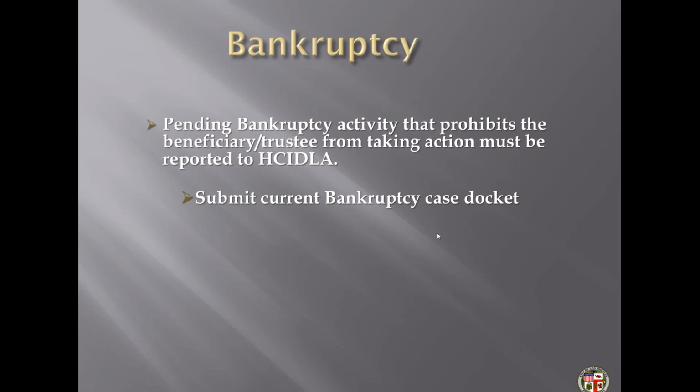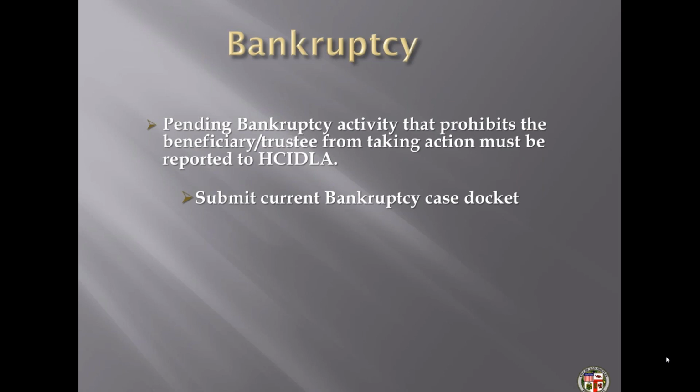So what we usually request is a recent case docket, and what I'm going to be looking for, and our staff are trained to look for, is to make sure that there's no stay. If there was a stay in effect, we make sure that there was no order on relief from stay, or that the lender moved forward and obtained an order for relief from stay.